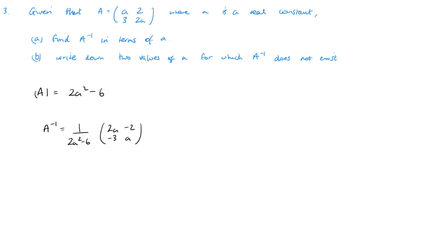Now part B says write down two values of a for which A to the minus 1 does not exist. So that would be when the determinant equals 0. So 2a squared minus 6 equals 0. So that was part A, this is part B. So 2a squared equals 6. So a squared equals 3. a equals plus or minus root 3. And there we have it.